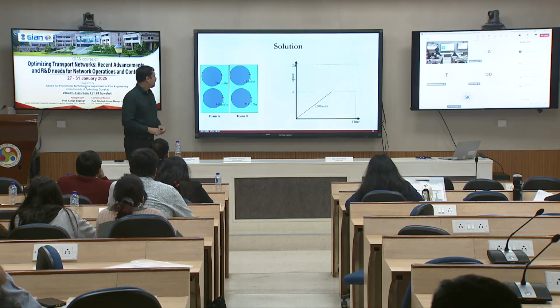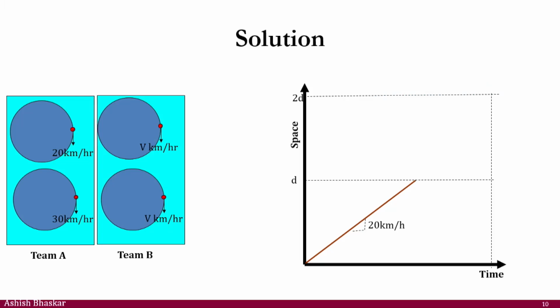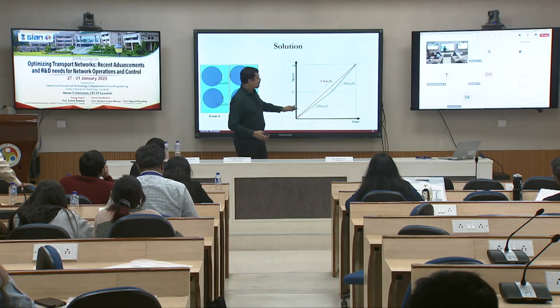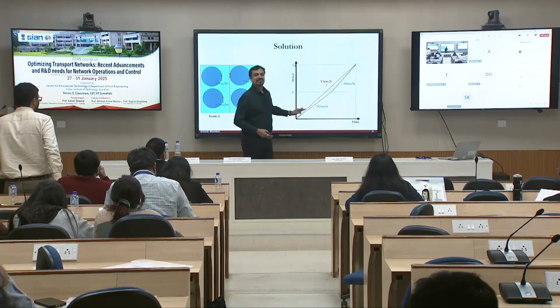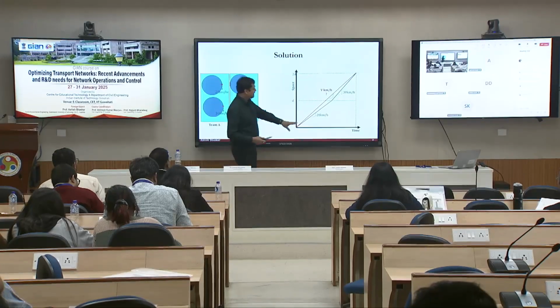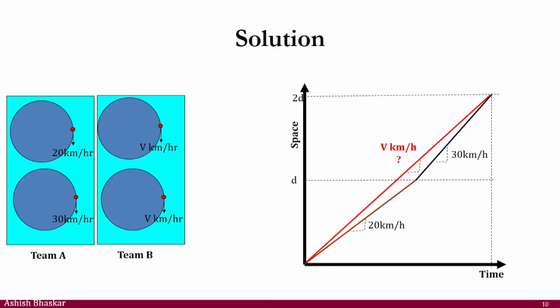Sorry? 24. So 20 plus 30. Okay, yeah. You are taking the harmonic mean? Yeah. So the concept is that I wanted to introduce the harmonic mean, or space-mean speed, here. First one is running at 20, second is running at 30, and the other speed is V. If both should finish at the same time, it should be the slope of this line, which is the total distance traveled over the total time taken, which turns out to be the harmonic mean.